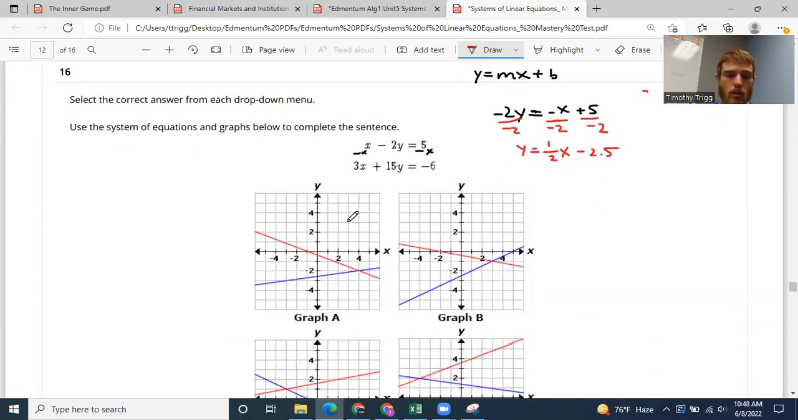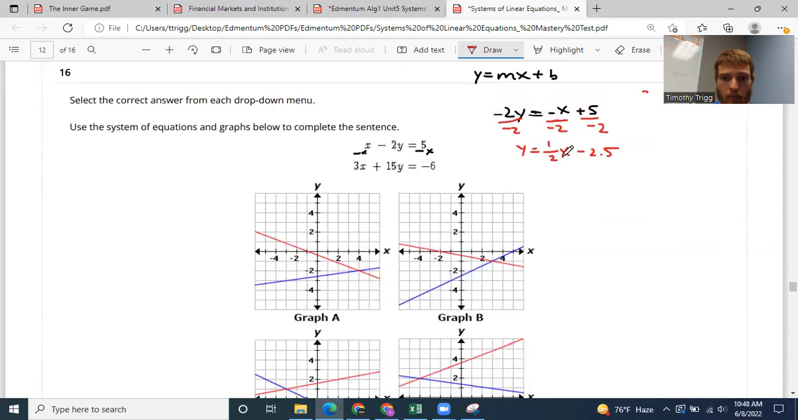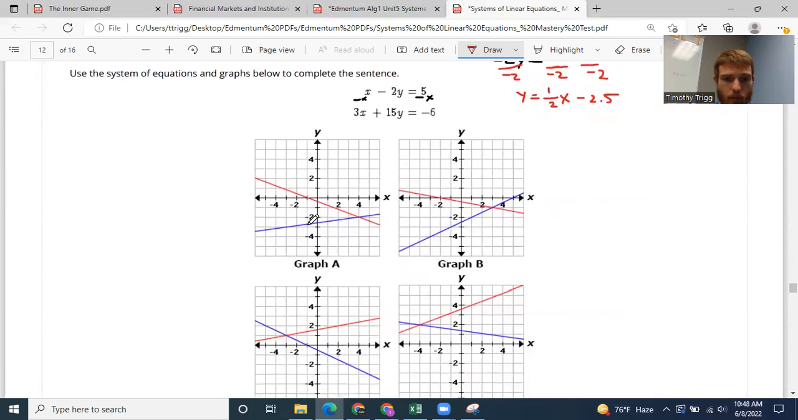So which graph has this as one of the graphs? Negative 2.5, then up 1 over 2. Negative 2.5, up 1 over 2. So this blue line looks like it matches that. This one does not. Looks like it went up 1 over 4 or something.